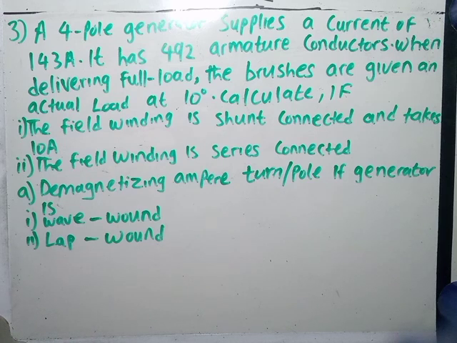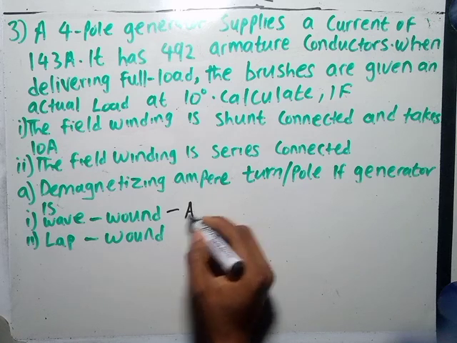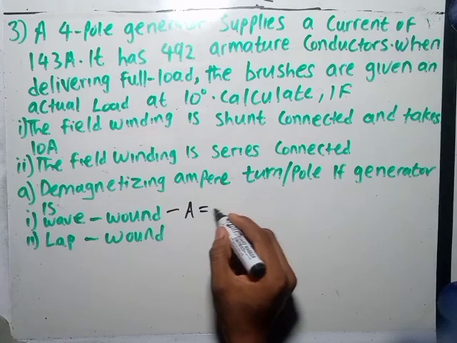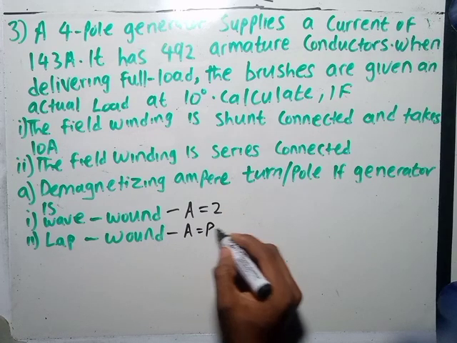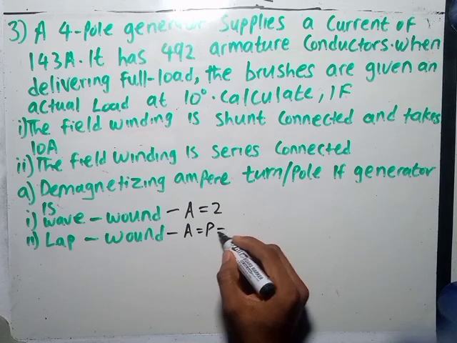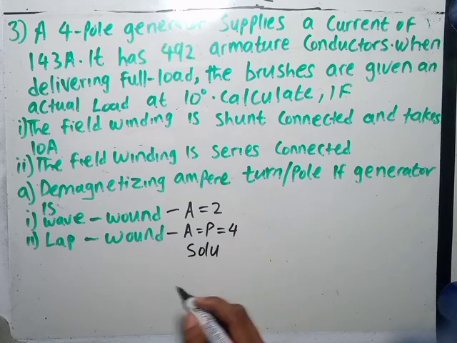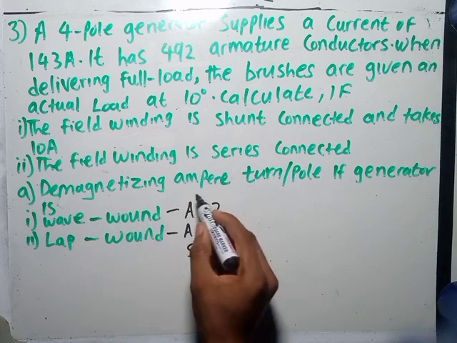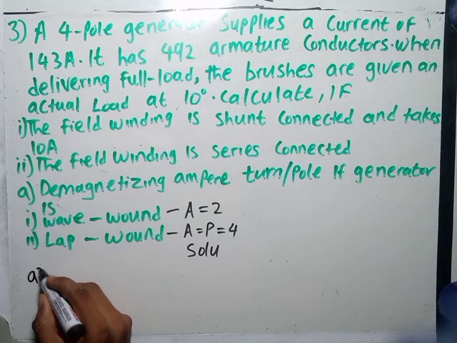Now, for us to, this tells us that what? Our number of parallel paths is what? 2. Why? This tells us that our number of parallel paths is the same as the number of poles, which is equal to what? 4. So we are asked to get our demagnetizing ampere turn per pole if the generator is this and that. So let us solve for the first case.